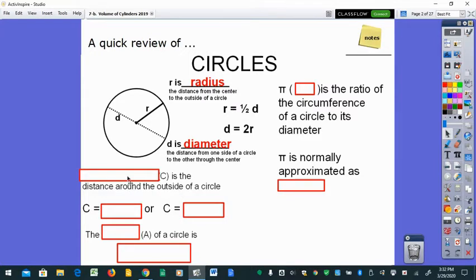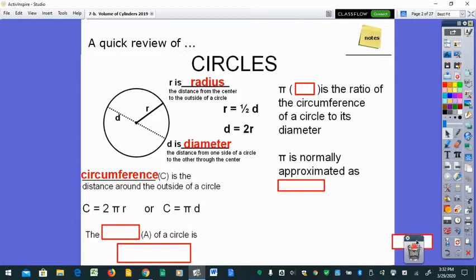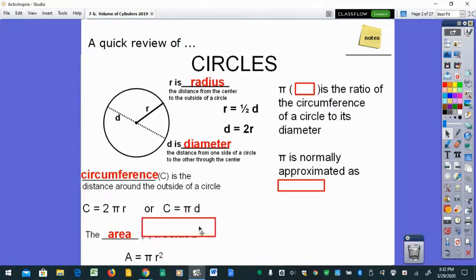We also talked about the distance around the circle being the circumference, and that's with a capital C, and you can take twice the radius times pi, or we were referring to it as the diameter times pi. It's just a little bit shorter. We also talked about the area of the circle being pi r squared. So that was all done in our last lesson, our last worksheet.